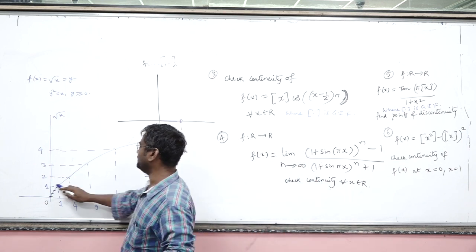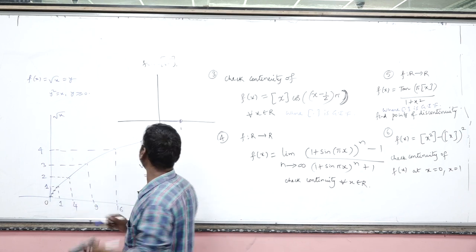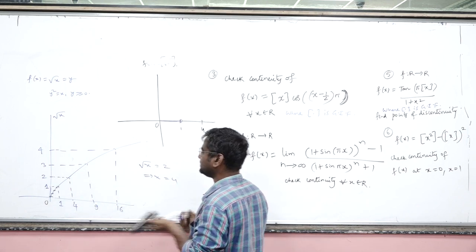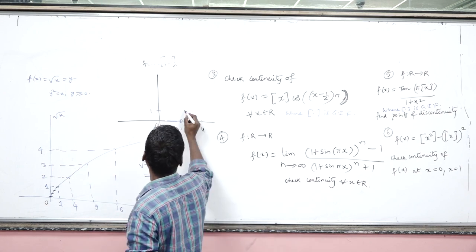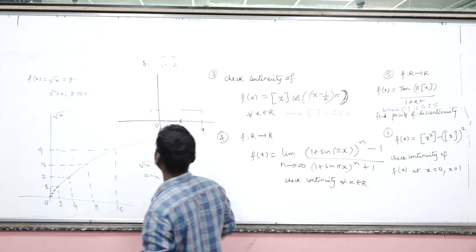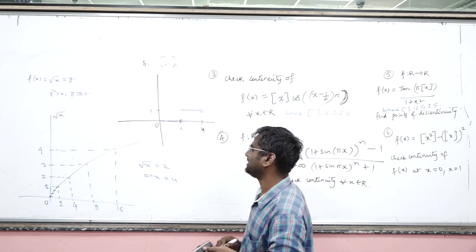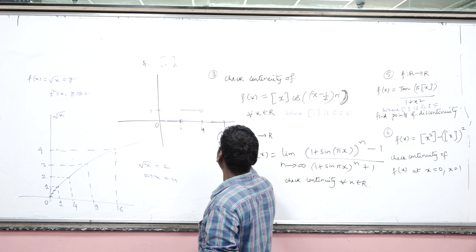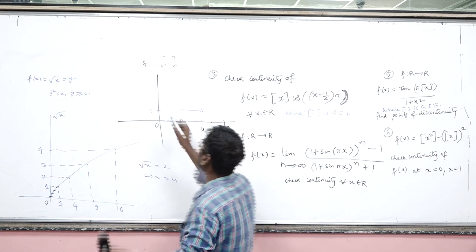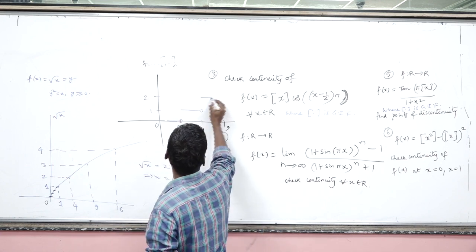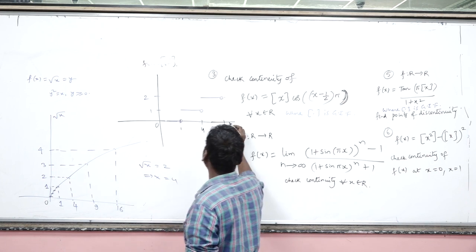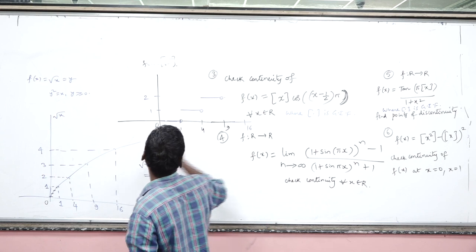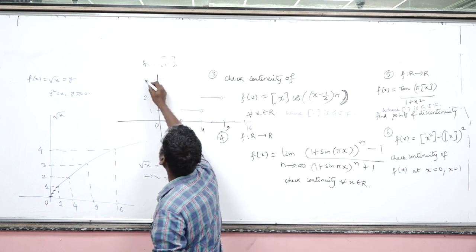Again from 1 to 2, when x belongs to 1 to 4, this is going to be 1. So here it is 1, again there is a jump at 4 because it is taking a value of 2, and then it will become up to 9. From 4 to 9, this is like 2. At 9, again there is a jump, and 9 to 16, as you can see, it is 3.